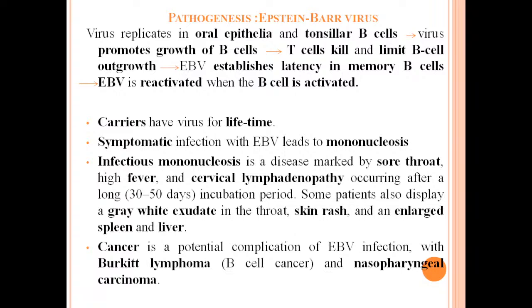What is another disease that may be caused by Epstein-Barr virus? It is cancer. It is so-called Burkitt lymphoma. So cancer is a potential complication of Epstein-Barr virus infection, with Burkitt lymphoma, which is a B-cell cancer, and nasopharyngeal carcinoma, or cancer of the nasopharynx. So due to the ability of Epstein-Barr virus to transform B cells, it is the cause of B-cell cancer, Burkitt lymphoma.